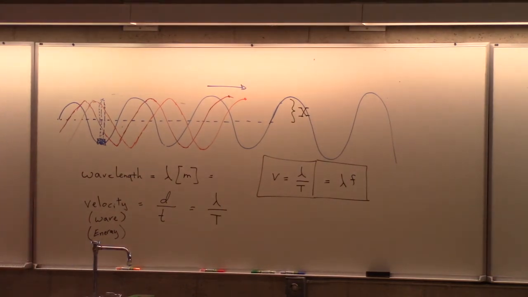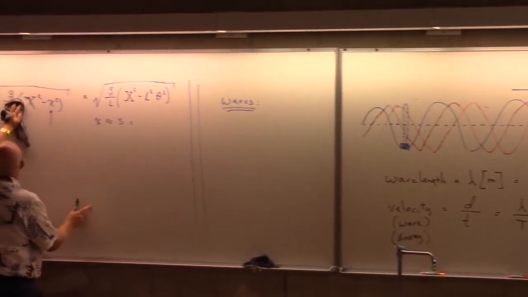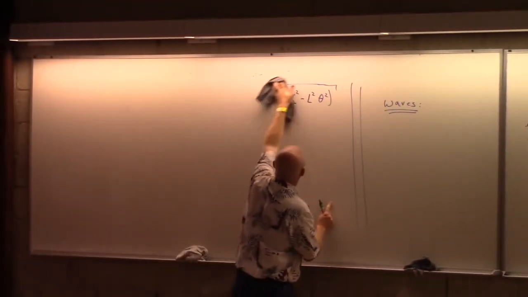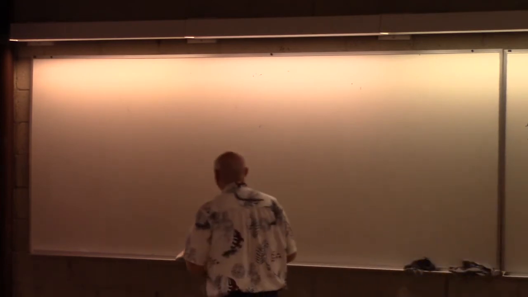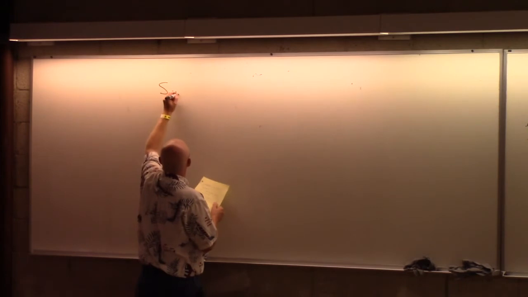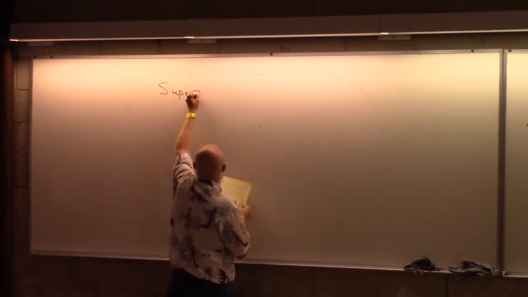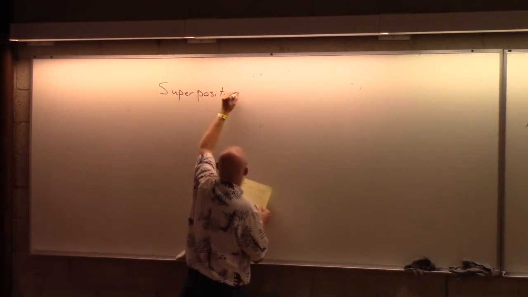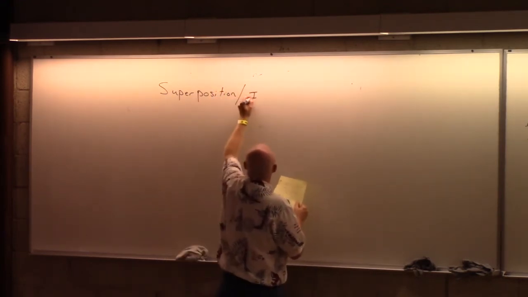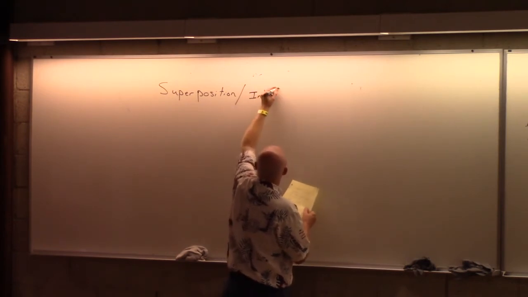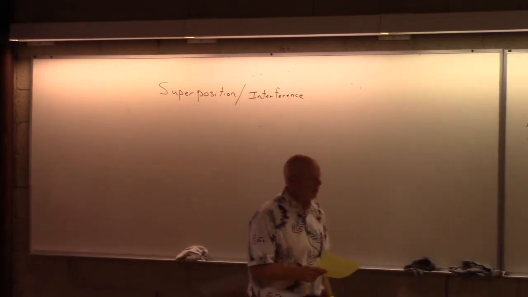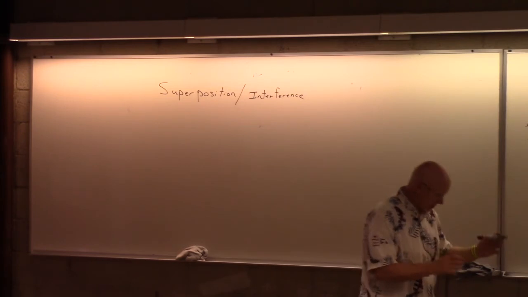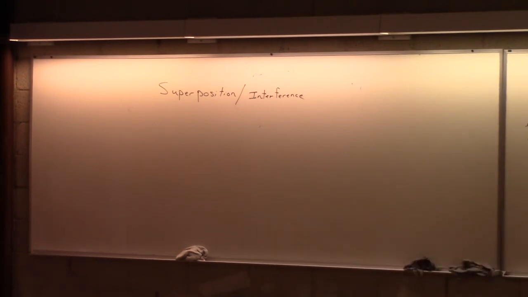Now, waves also have some really interesting properties. We won't study all the properties in this chapter, but one of the ones that is important and your author wants to emphasize, it's got a big fancy name, it's called superposition. We could also call it interference. But what is superpositioning? Well, I'll tell you, it's nothing real fancy as the word seems to imply.